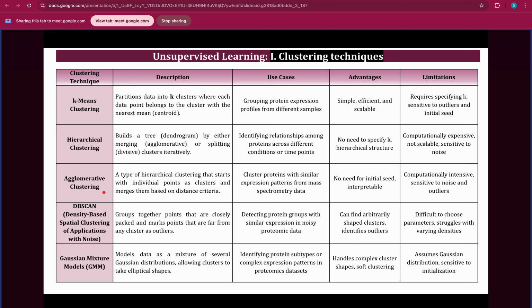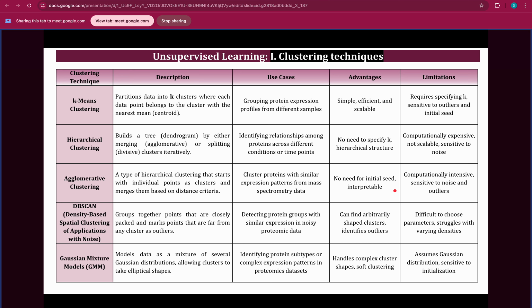Agglomerative clustering, as it was in your assignment, I have kept it in a single category, but it comes under hierarchical clustering only. So it is a type of hierarchical clustering that starts with individual points as clusters and merges them based on the distance criteria. In the example we will see later how it merges smaller clusters into bigger clusters. It is used to cluster proteins with similar expression patterns from mass spectrometry data. So in that way agglomerative clustering could be used in such scenarios, and there is no need for an initial seed.